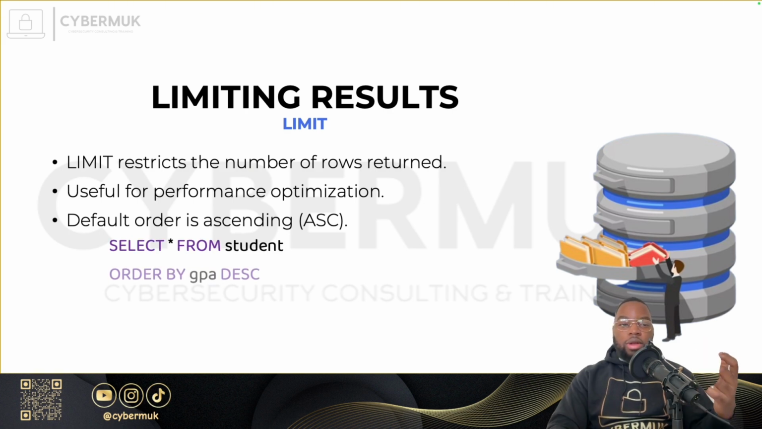So this is what it would look like. You select star from student, order by GPA, descending order if you wanted to view the top 3 students, and limit number of rows you want. So it's very self-explanatory. It looks like natural language. Limit number of rows you want.